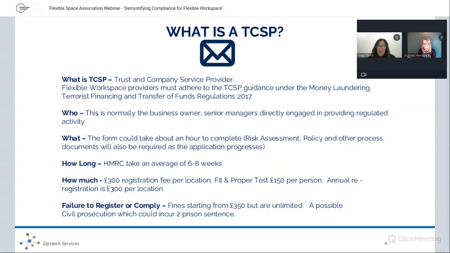If you fail to register or are caught advertising virtual offices but you haven't registered, which is probably the way that HMRC would find you, the fines start from £350, but they're unlimited. And if they really wanted to, they could prosecute you under a civil process, and that could incur up to 2 years in prison. So although it's a bit of a process to go through to register, it's worth registering.